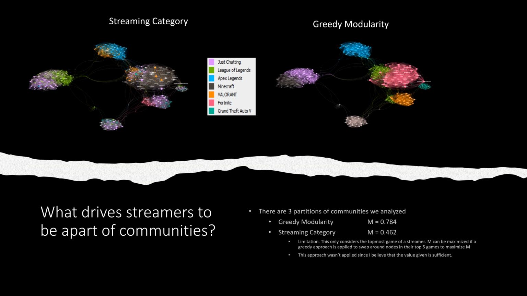First off, I tried to see what streaming category they had and categorize them by that. This came out to a modularity value of 0.4. There are some limitations, where only the top game of the streamer was applied. I used a greedy approach to maximize modularity by swapping around nodes with their top 5 games, so I feel like I can maximize this to a higher number. But the value of 0.46 is high enough and significant to see that the game they play, or the category they stream, plays a huge factor in what community they are in.